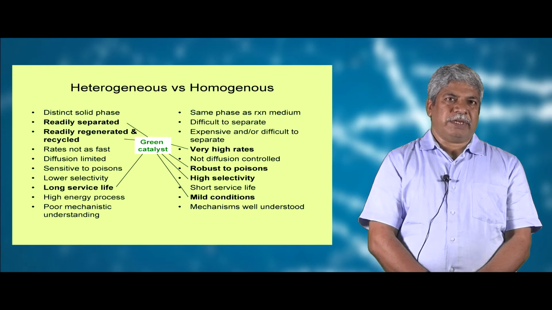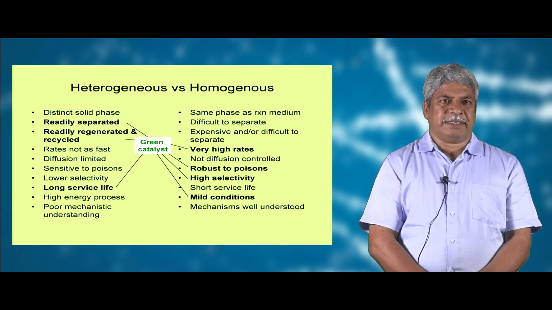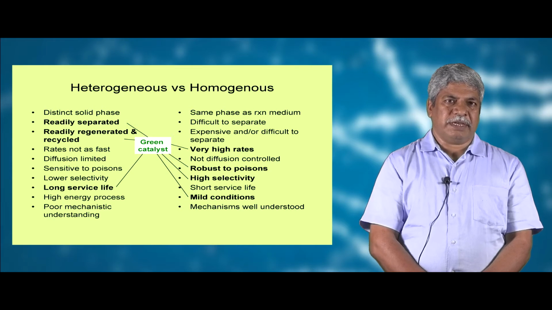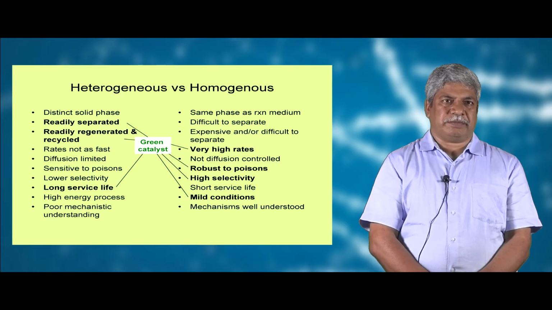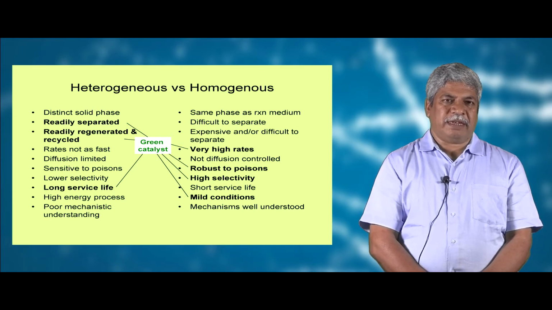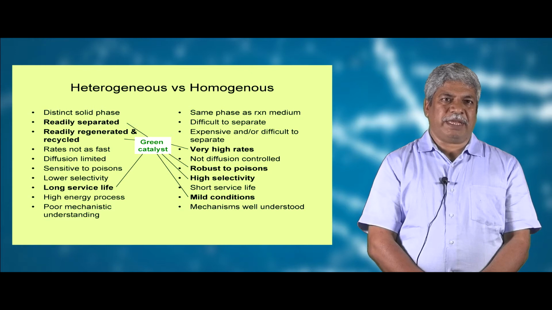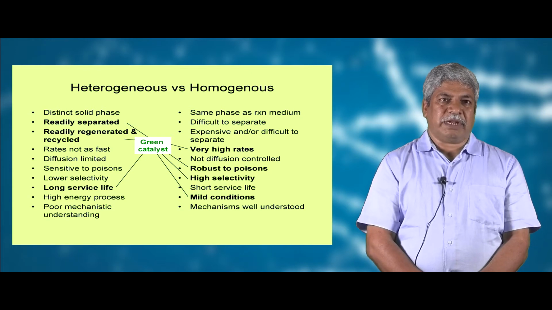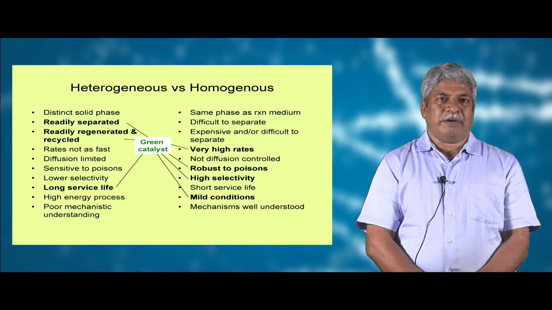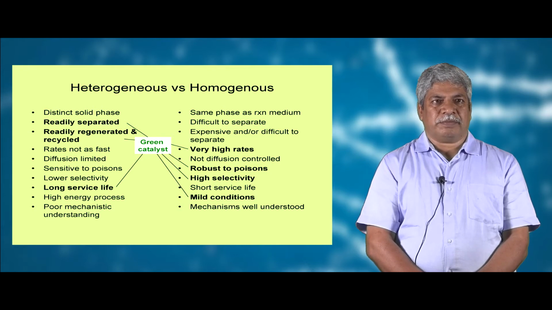So, in heterogeneous and homogeneous catalysis, in both the cases, there are certain advantages and certain disadvantages. So, if we combine the advantages of both the catalysts and if we can fabricate a catalyst, then that is called a green catalyst. Now, what are all the favorable conditions?